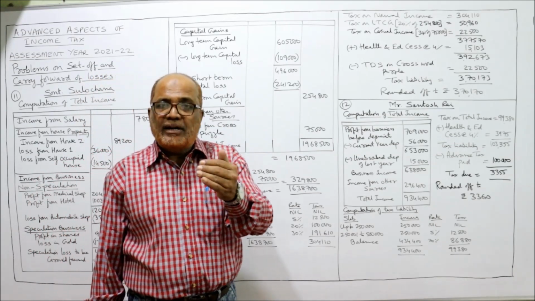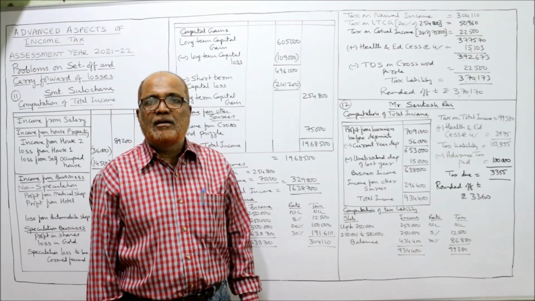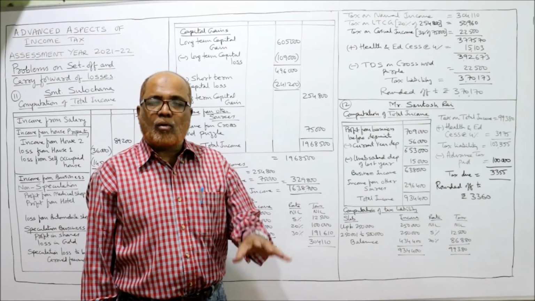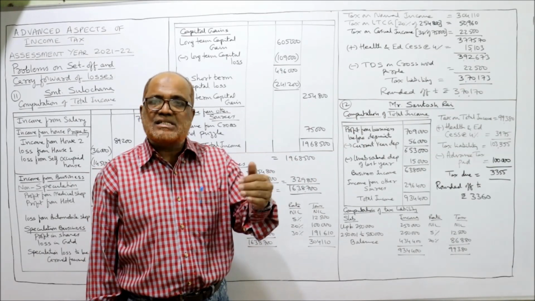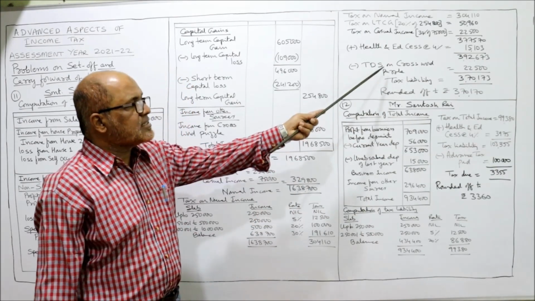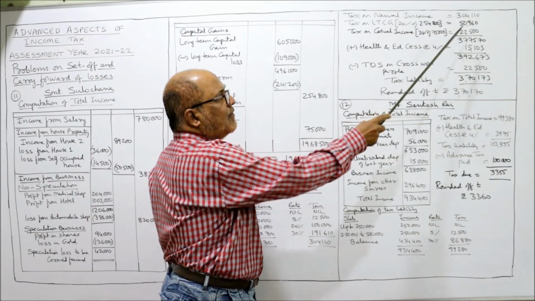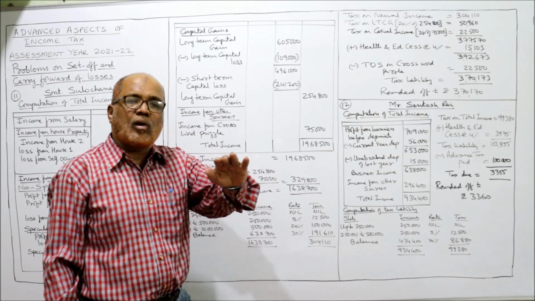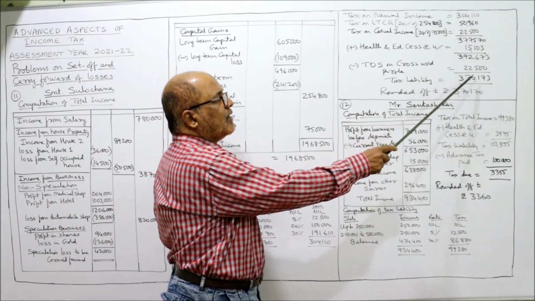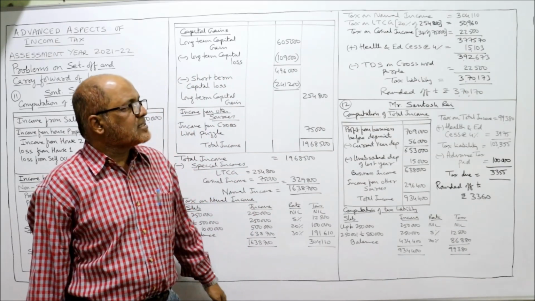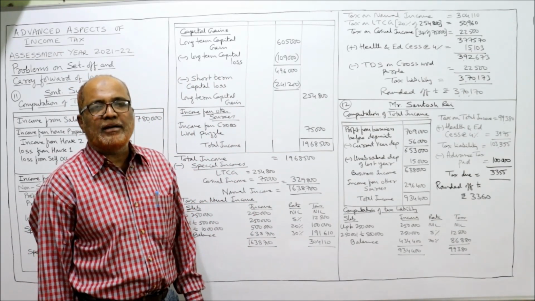Now we have to make the assumption that winning from crossword puzzle is subject to TDS. That means tax will be deducted at the time of winning from crossword puzzle. That is not given in the problem. But according to the rule, winning from lottery or crossword puzzle always has TDS. So deduct the TDS. How much is the casual income tax? 22,500. We assume 22,500 TDS was already made on crossword puzzle. Deduct 22,500. Tax liability 3,70,173. This is the tax liability.